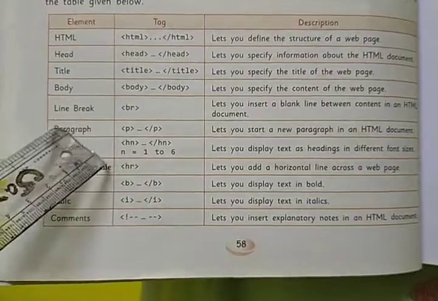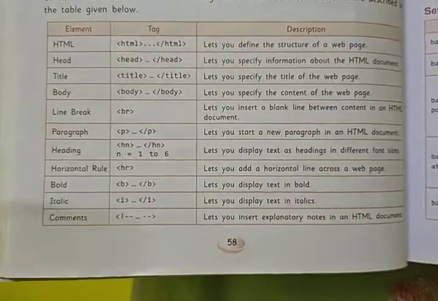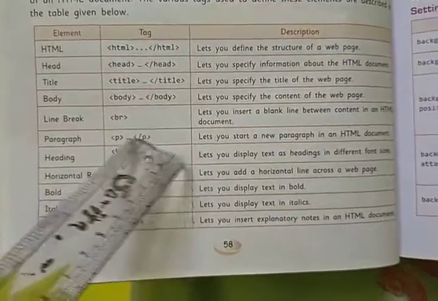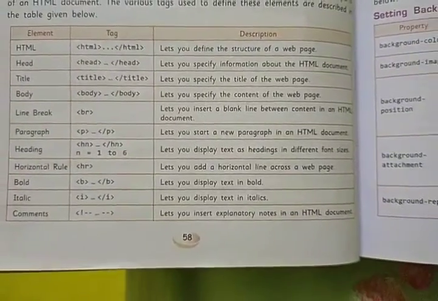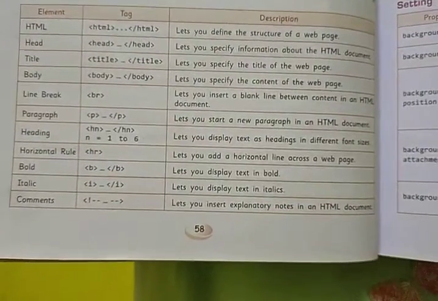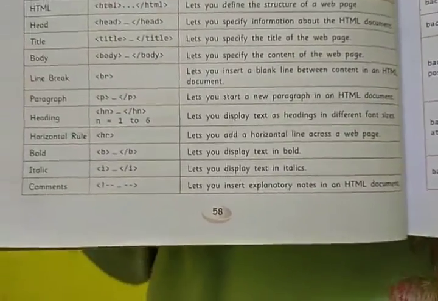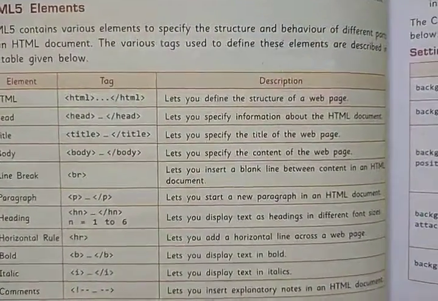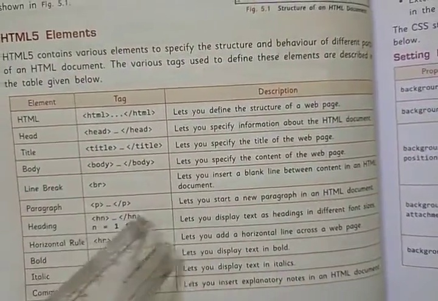Then the paragraph. If you need to change a particular paragraph, then you have to show the symbol. This will display that you have changed a paragraph. Then heading. If you want to display the heading in different font sizes, especially whenever we write a heading, we highlight that. So whenever you highlight, this will show that you are putting the heading, or this is the heading part. So you have to show it with this one. Clear?